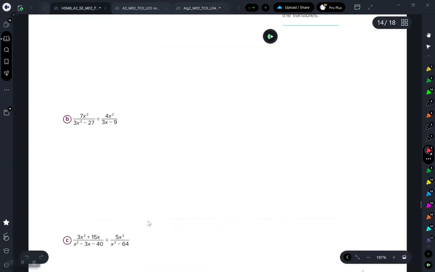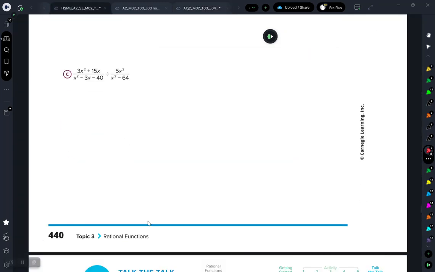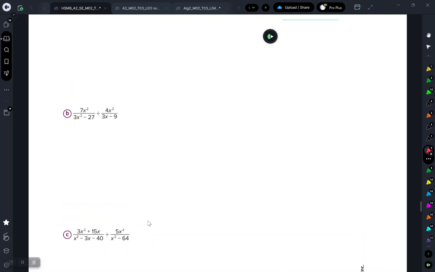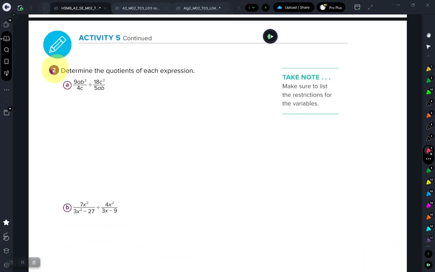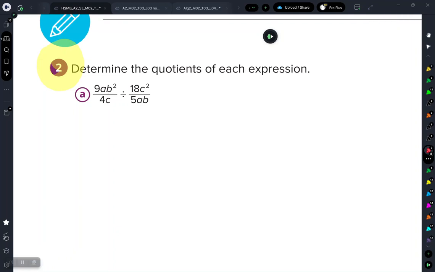Okay, so I'm looking at number 2, which is pretty much page 440. To begin with, we're going to start with one that is monomials only. Let's start by just rewriting it. I'm going to keep the first one exactly the same, 9ab squared over 4c. Change the division to multiplication, and then flip the second fraction. So we're going to have 5ab on top and 18c squared on the bottom. And then we're going to look for things to cancel.